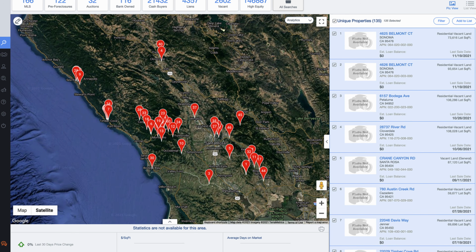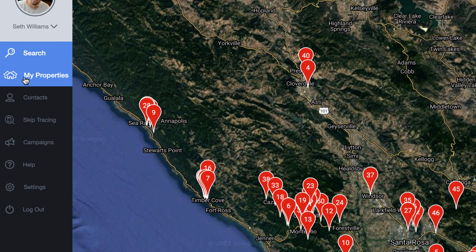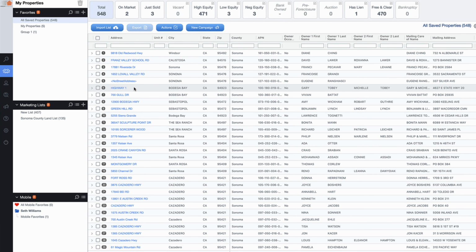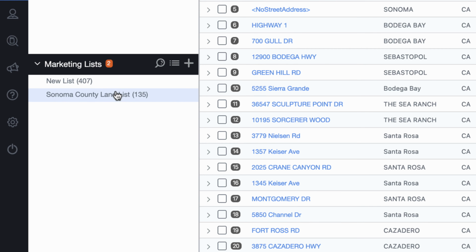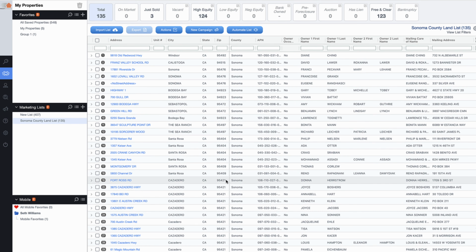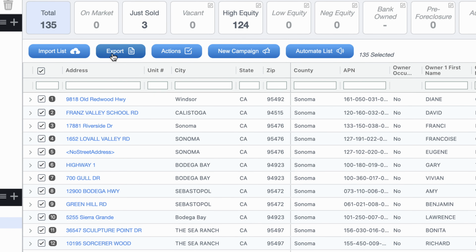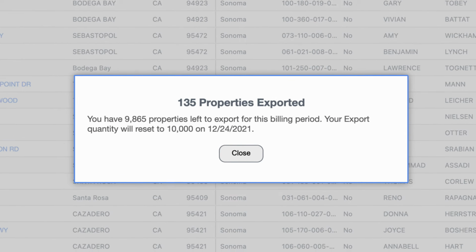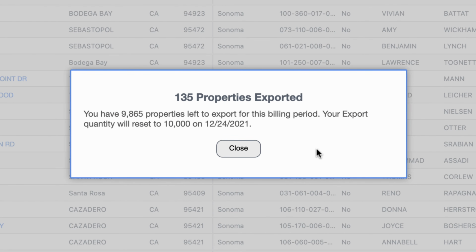Once you've got that list finalized, you can go over here and click on My Properties. It's going to bring you to a page like this, and we're going to click on the list we just created, and this will show you everything from that list. And what you can do is select everything and export it if you want, so you can get a spreadsheet of all that stuff. And note that it says you have 9,865 properties left to export for this billing period.